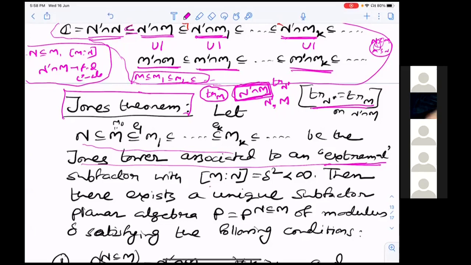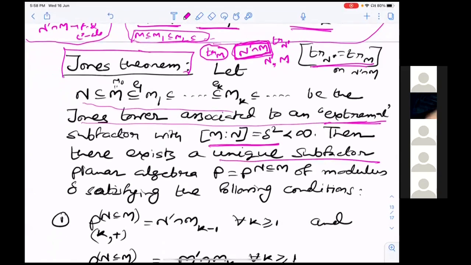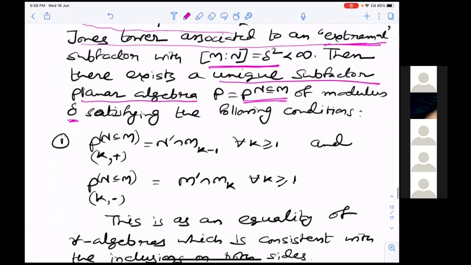So if we have a finite index extremal subfactor, call this index delta squared, then there exists a unique subfactor planar algebra. That is very important. So given any finite index subfactor, we can hook up a unique subfactor planar algebra, call this P_n sub M, just notation, of modulus delta. See, this delta is very much related with the index. The delta means how we can remove the closed loops. And then the following conditions will hold.